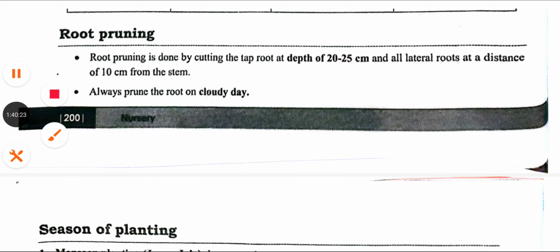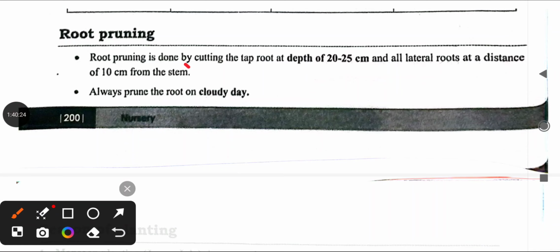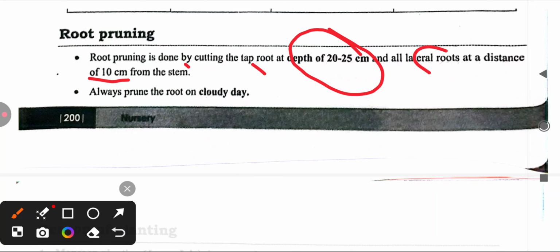Root pruning is done by cutting the tap root at a depth of 20 to 25 centimeter, and all lateral roots at a distance of 10 centimeter from the stem. Always prune the roots on a cloudy day.